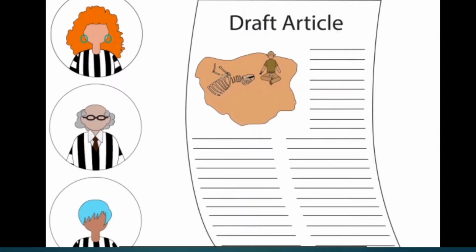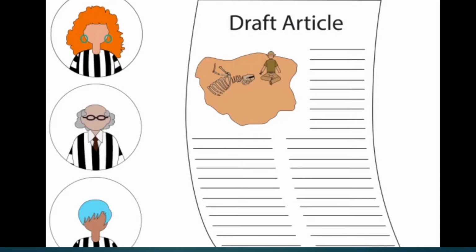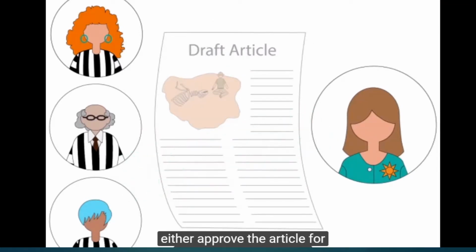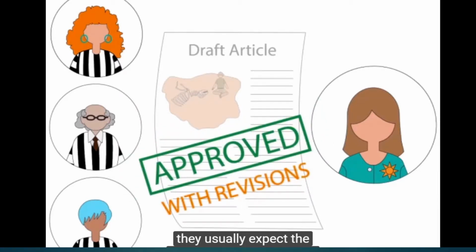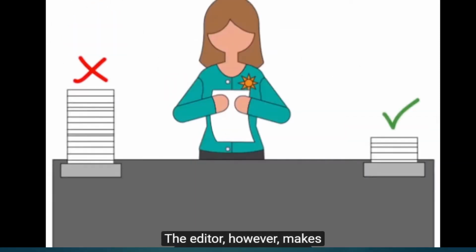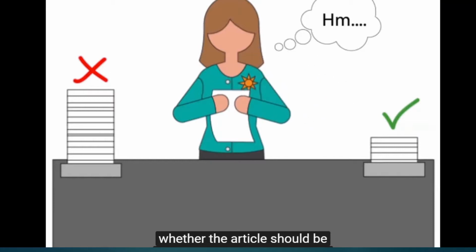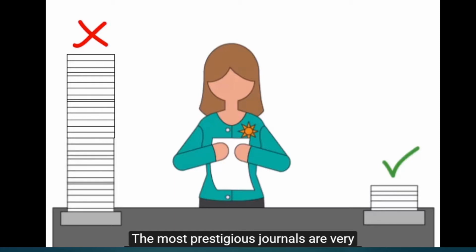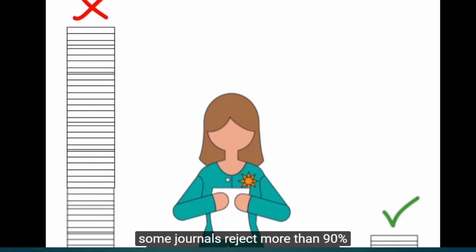Based on the answers to these questions, the reviewers decide whether the article is worthy of publication in the journal. They then make a recommendation to the editor, either approve the article for publication or reject it. Even if they recommend publishing the article, they usually expect the author to make revisions. The editor, however, makes the final determination whether the article should be approved, rejected, or revised. Rejection is common, though. The most prestigious journals are very selective about the articles they publish, so they tend to have high rejection rates. Some journals reject more than 90% of the submissions they receive.